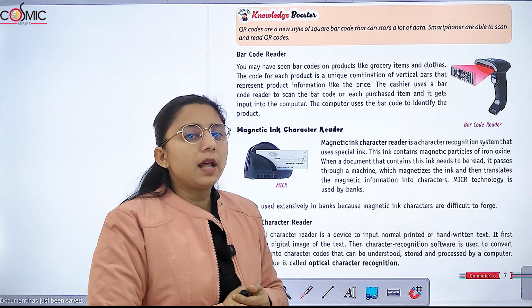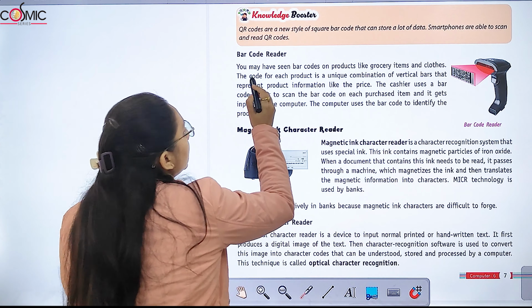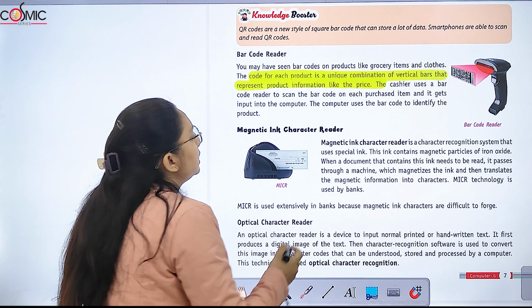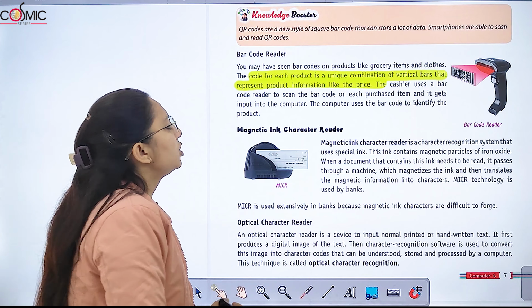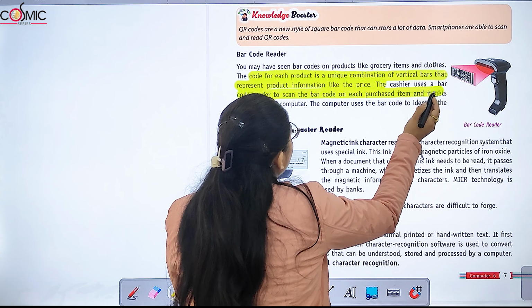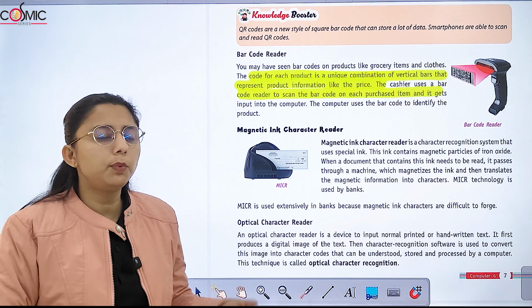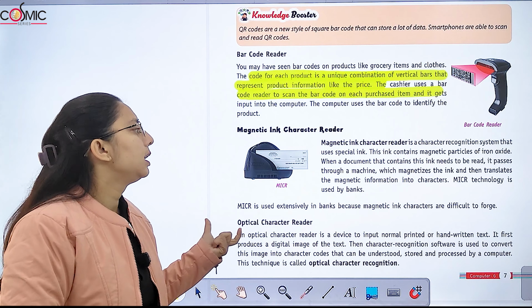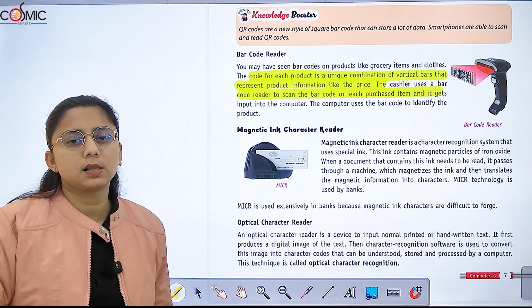You have seen barcodes on products like grocery items and clothes. The code for each product is a unique combination of vertical bars, जो क्या represent करता है product information like the price. So the cashier uses a barcode reader to scan the barcode on each purchased item and it gets input into the computer. और ये input करता है and the computer uses the barcode to identify the product. और हम इसमें barcode का use करते हैं जिससे हम अपने product को identify कर सकते हैं.